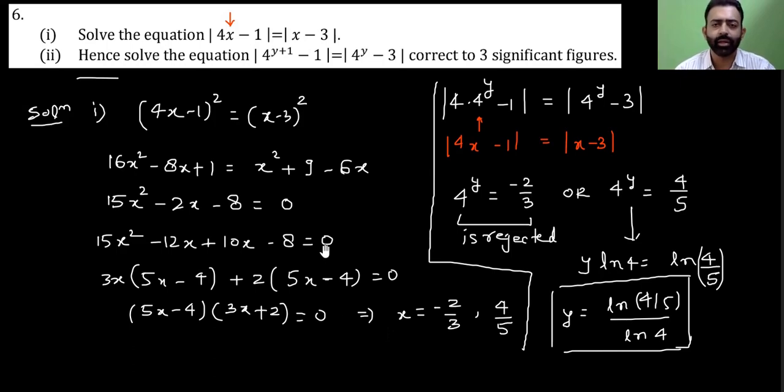Fine. Let us move to the next one, and it is asking to correct to 3 significant figures, which means you can use your calculator and just find out whatever is the decimal equivalent of this ln 4 by 5. Okay.